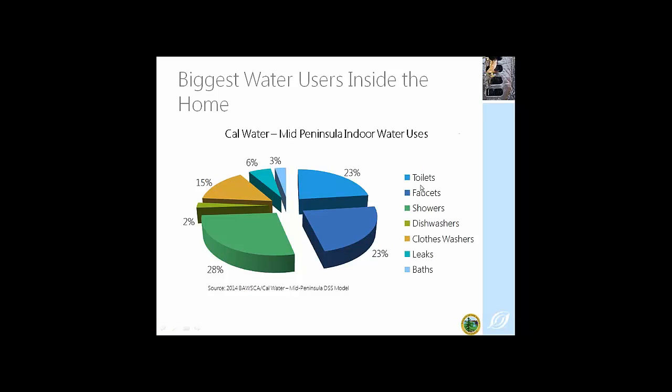On average, for single-family households in our region, based on Cal Water data, most of the indoor water in single-family homes goes towards showers, faucets, toilets, and clothes washers. Not only do these fixtures require the most water per use or per cycle, they're also the most frequently used, so it makes sense that all the water being used indoors, most of that water is being dedicated to these fixtures.